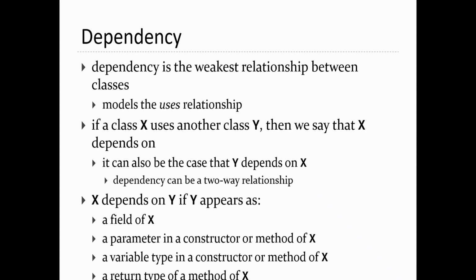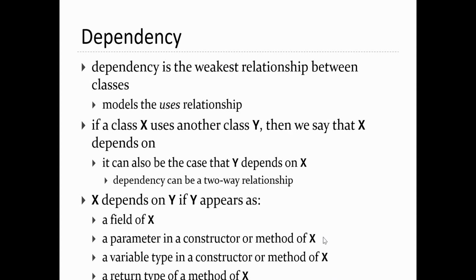How can you tell if a class depends on another class? Well, if you have access to the implementation, you just look at the source code. X depends on Y if the type Y appears as a field of X. That makes sense. If you have a class X and it has a field whose type is Y, then yes, it's going to use class Y.